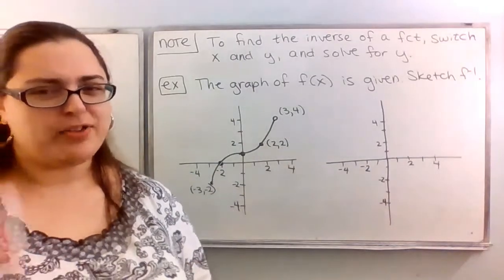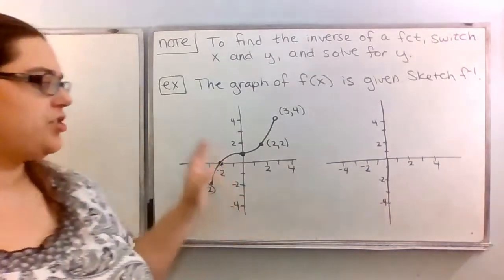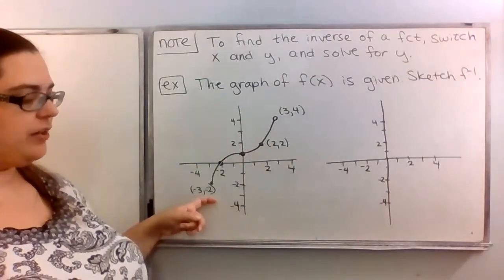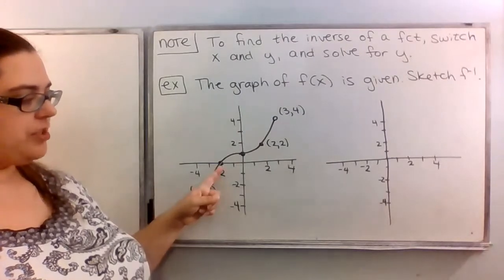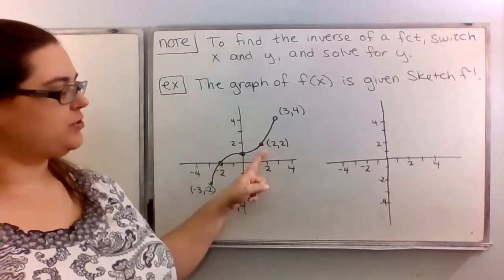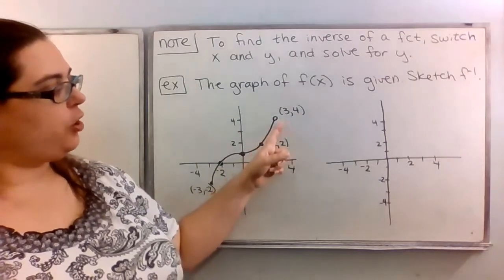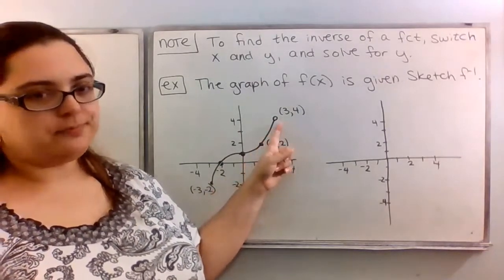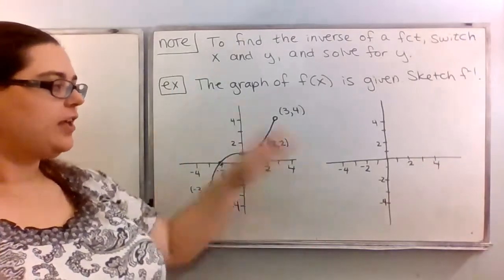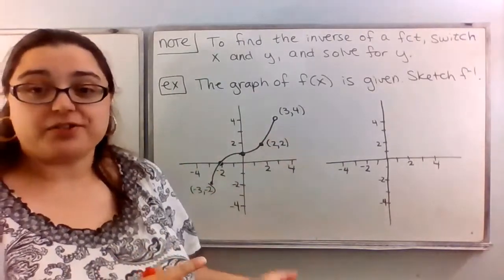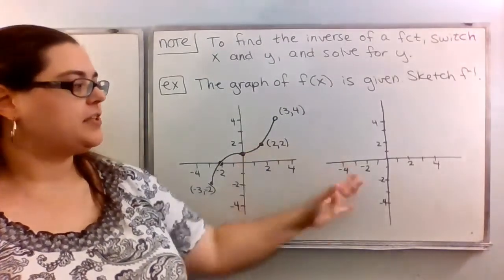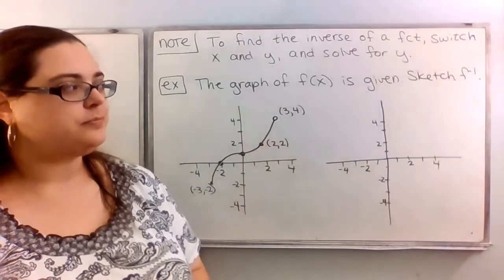I didn't bother to write out the grid lines this time since it's such a smallish graph, but it goes through the points (-3, -2), (-2, 0), (0, 1), (2, 2), and we have an open circle at (3, 4). So if you want to take a moment and copy down that graph, that's cool. Then you can pause the video to do that, and then unpause, and we'll go through graphing its inverse over on the other side.